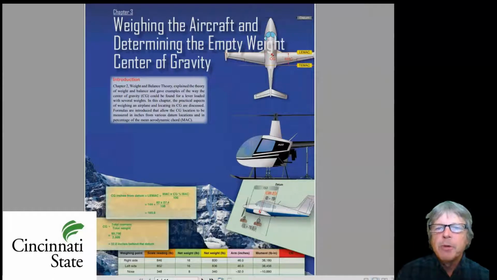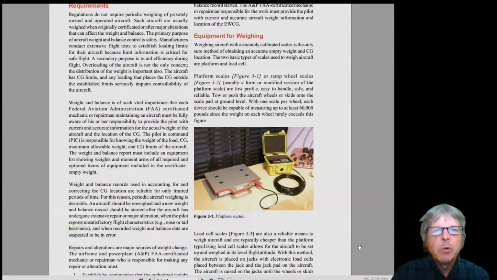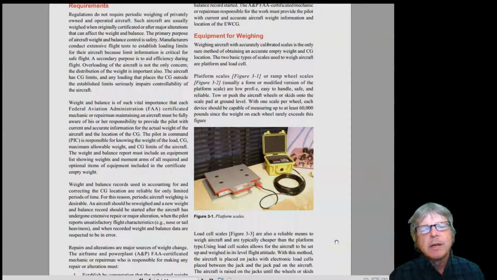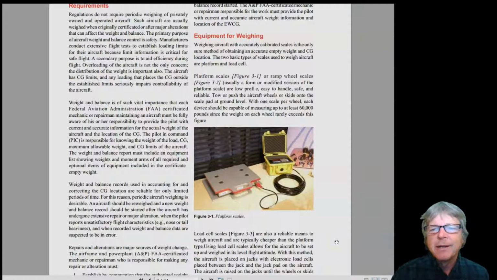There are a few things to review as we look at weighing an airplane. The FAA gives us the general equipment idea. It tells us different requirements. We have to weigh airplanes on a regular basis, or at least with Part 91. Airplanes that are operated like the airlines reweigh their airplane every few years.